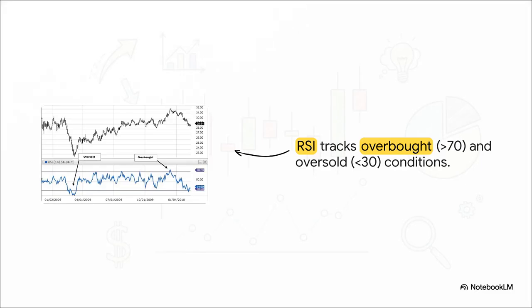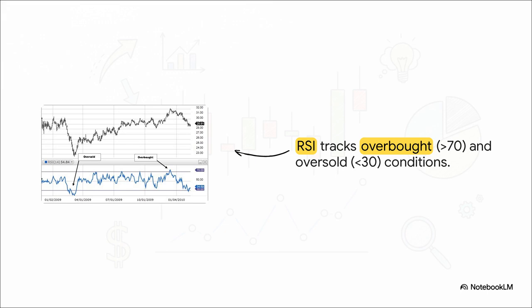First up is the RSI. This is a momentum oscillator that tracks price changes on a simple scale from 0 to 100. When the line crosses above 70, the asset is usually considered overbought, which just means a rally might be exhausted and a pullback is due. When it dips below 30, it's oversold, signaling a bounce could be imminent.